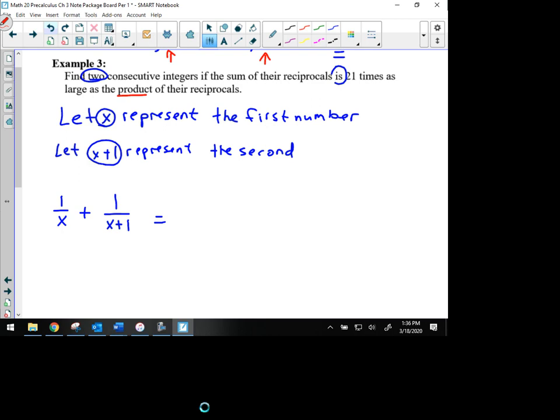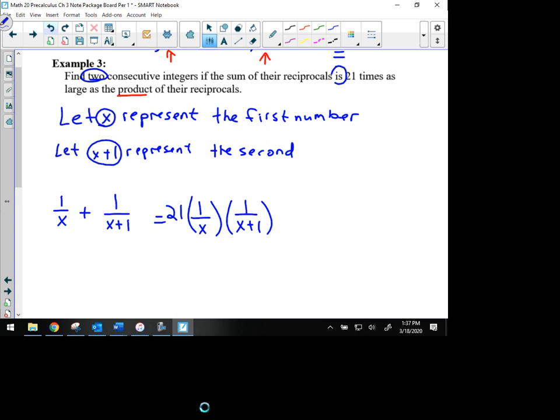We'll talk about the 21 in a second. So the product means that we're multiplying these reciprocals. So we have 1 over x and 1 over x plus 1, but we're multiplying them instead. And if you notice the 21 here, it says it's 21 times as large, or 21 times larger, it could say. So we have to multiply this then by 21.